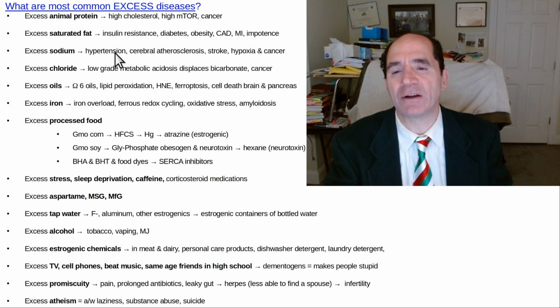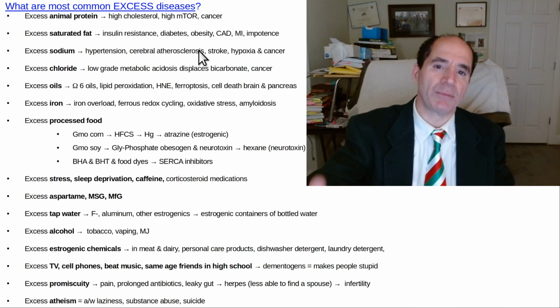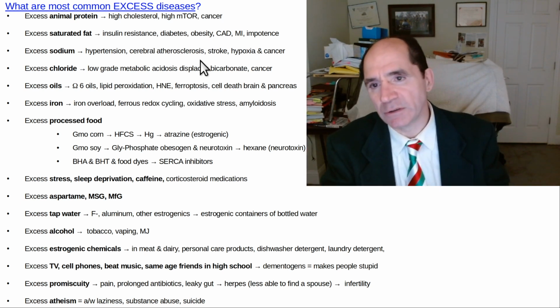Excess saturated fat, of course, primarily coming from meat and dairy, is the main thing causing insulin resistance, diabetes, and everything that leads to obesity, impotence, coronary artery disease, myocardial infarction, etc.